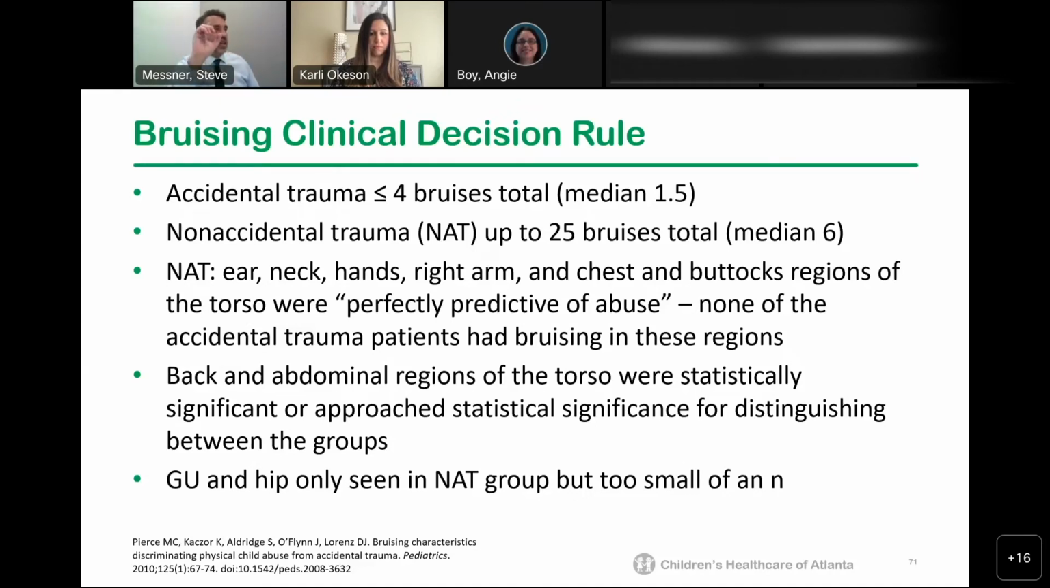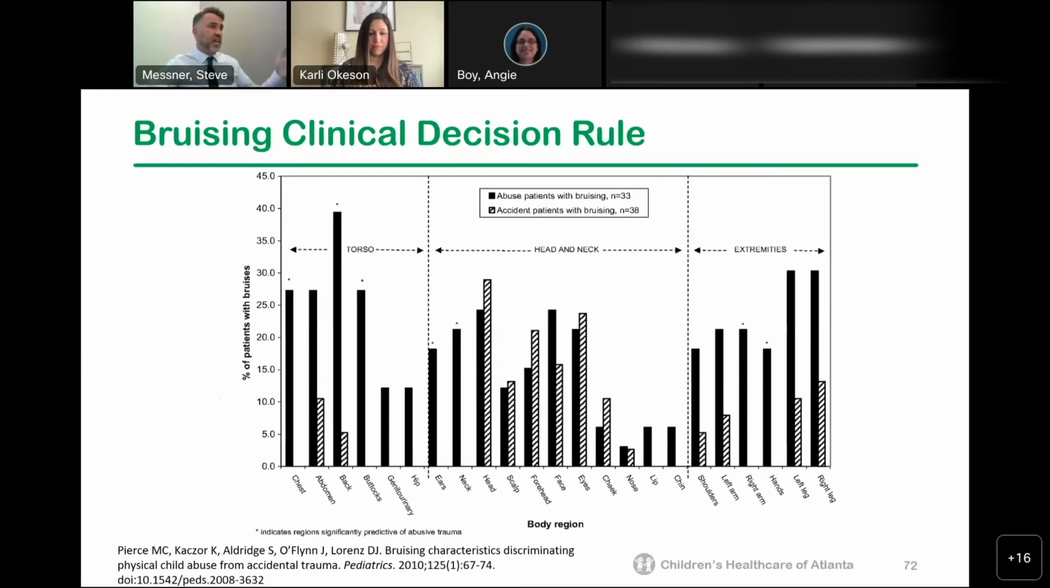And then the back and the abdominal regions of the torso approached statistical significance between the groups, and they only saw injuries in the genital and the hip region in the abuse group, but it was too small of an N. There weren't enough of them for them to say, hey, this is something that we should classify as being abusive. This is just some data, and we'll get this out to you guys, but you can see the torso, head, and neck, and the solid bars are the abuse group, and the hashed bars are the accident group.